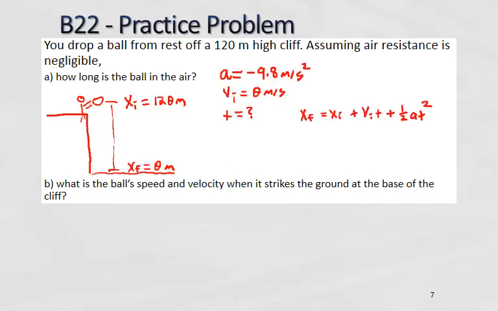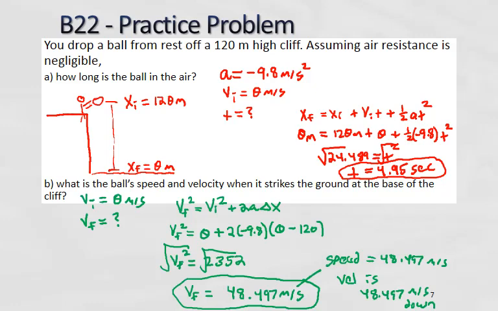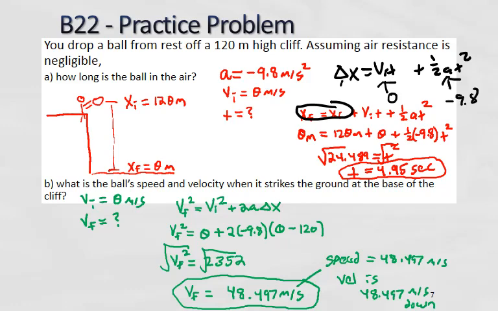Okay, so it should take 4.95 seconds, and the impact speed should be 48.497 meters per second. Now, this looks a little bit different than your equation sheet. Delta x equals v initial times time plus 1/2 at squared. The initial velocity is 0, and then the acceleration is negative 9.8. This is negative 120, and you should get a time of 4.95 seconds.